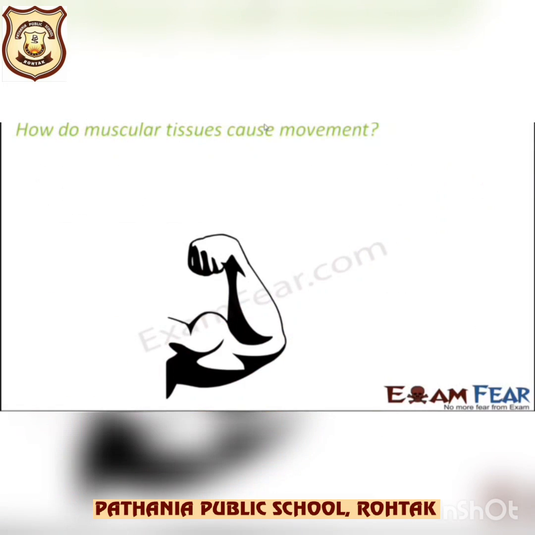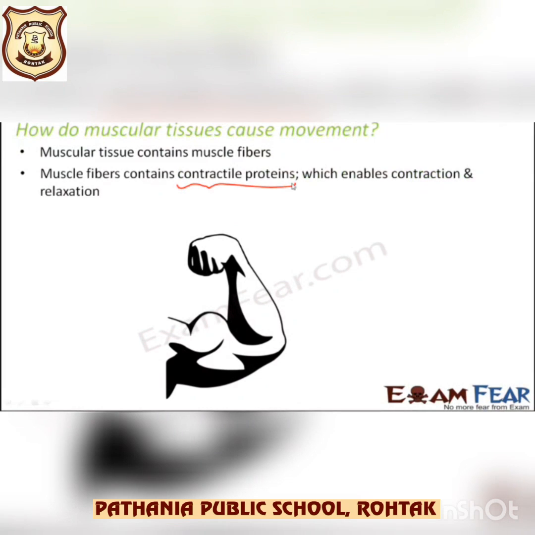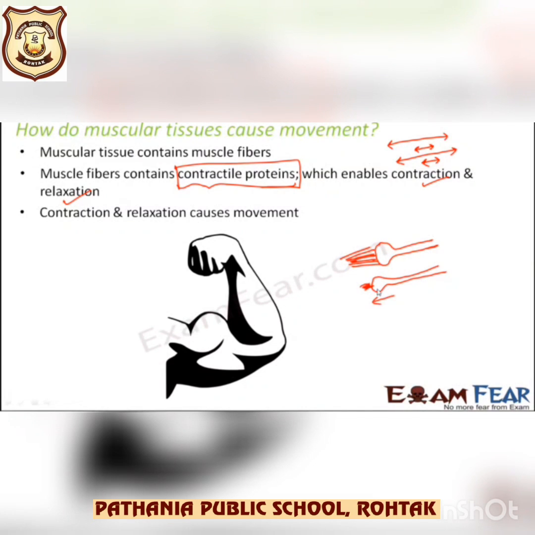So how does muscular tissue cause movement? When the muscle attached to a bone contracts, it pulls the bone, due to which the bone moves at the joint. Remember this point, a muscle can only pull a bone, it cannot push a bone, right? Muscular tissue contains muscle fibers, and muscle fibers contain contractile proteins which enable contraction and relaxation. I hope it is clear. So contraction and relaxation cause the movement.